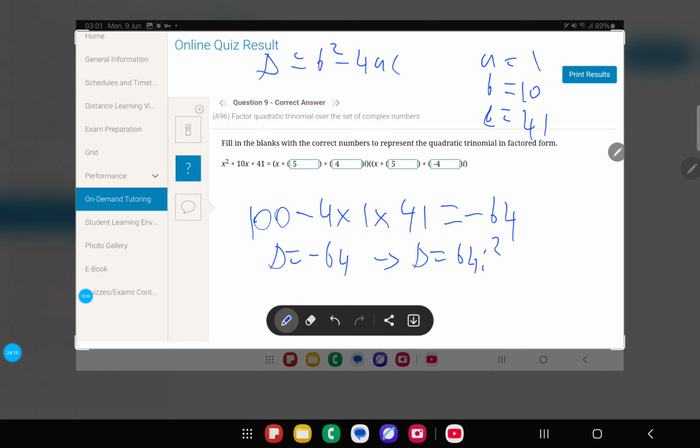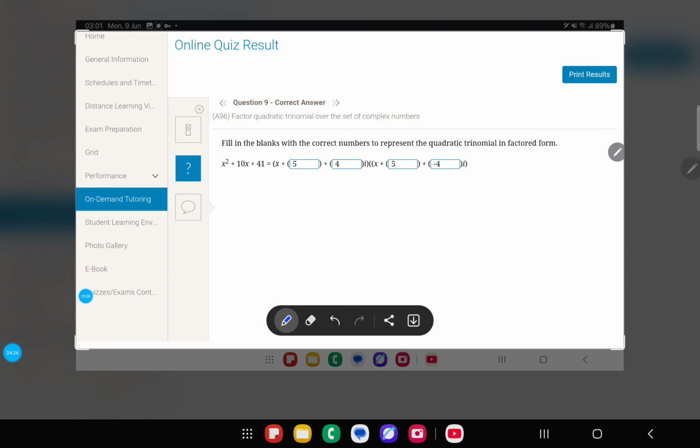So that's it for the first part. We got the delta. Now to use the second part, which is negative b plus minus radical delta over 2a. Negative b over here is negative 10 plus minus radical 64i squared over 2 times a, which is 1, so it's only 2.